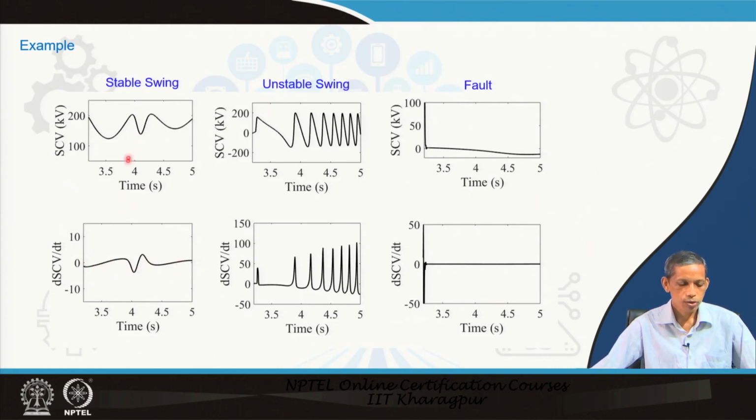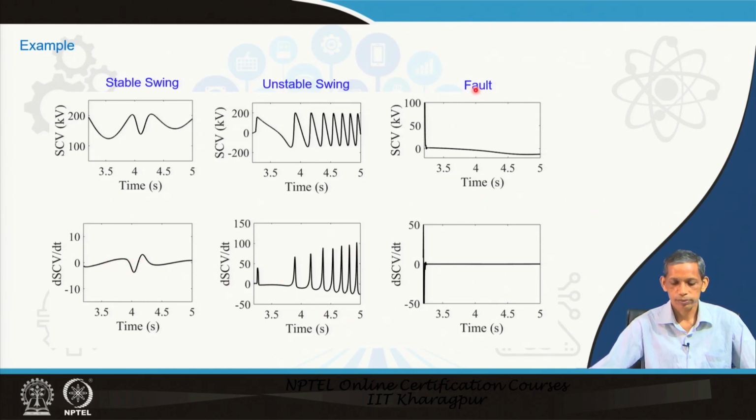Now, from this we see that for the stable swing, we have a positive value of swing center voltage, going down to some negative value. For the unstable swing, the swing center voltage is oscillating, with a large value, and it crosses 0. The derivative of that is also pretty high as compared to the stable swing case.